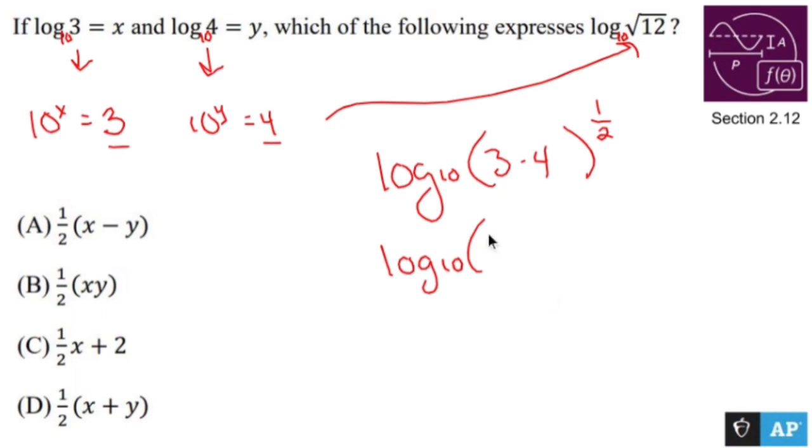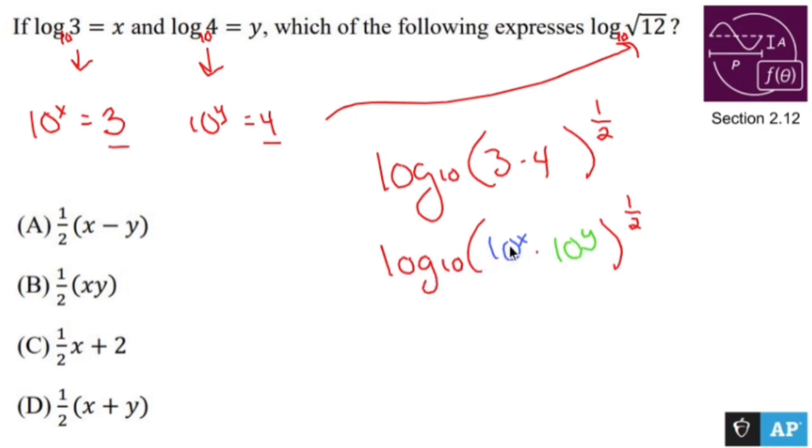So why don't I replace 3 with 10 to the x times, and wait a minute, 4 is 10 to the y. So why don't I replace 4 with 10 to the y? And now I close the parentheses and I take it to the 1/2 power. Now I'm getting where I want to go, but this log is still in the way. However, I know there's a rule that says log base 10 of 10 to the stuff means things will go away. So I need to make these 10s go away.